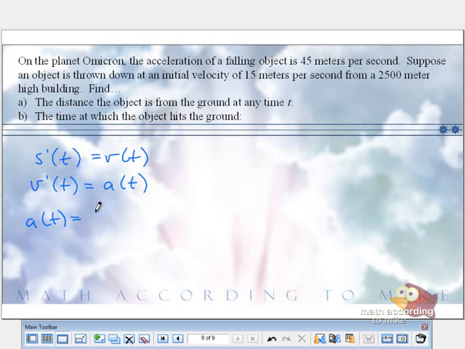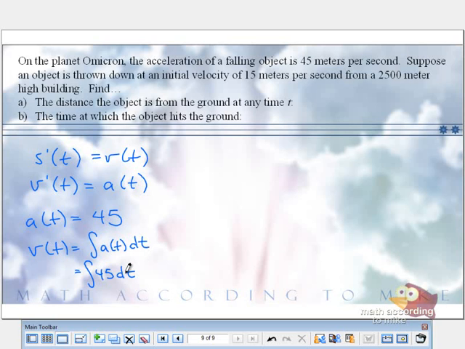Since the derivative of velocity is acceleration, if we find the antiderivative of acceleration, we get velocity. We're going backwards now. So v of t would be the antiderivative of a of t dt. So this would be the antiderivative of 45 with respect to t. Well, remember that's 45 t to the 0 from what we did.